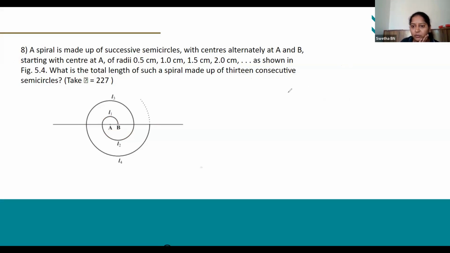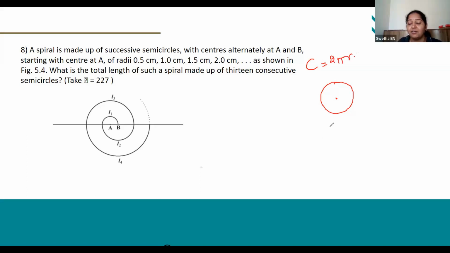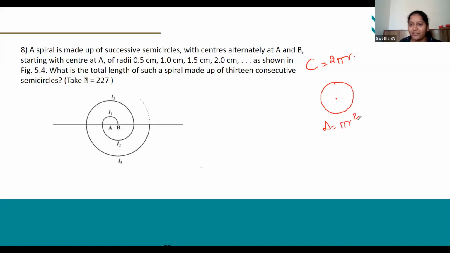Okay, and you know the perimeter of the circle, right? What is the perimeter or circumference of the circle? You know circumference, right? What is the formula? How to find the circumference of the circle? You have a formula. What is it? Ma'am, 2 pi r. Very good. 2 pi r. What is the area? Area is equal to? Ma'am, pi r square. Very good. Pi r square. Right now.